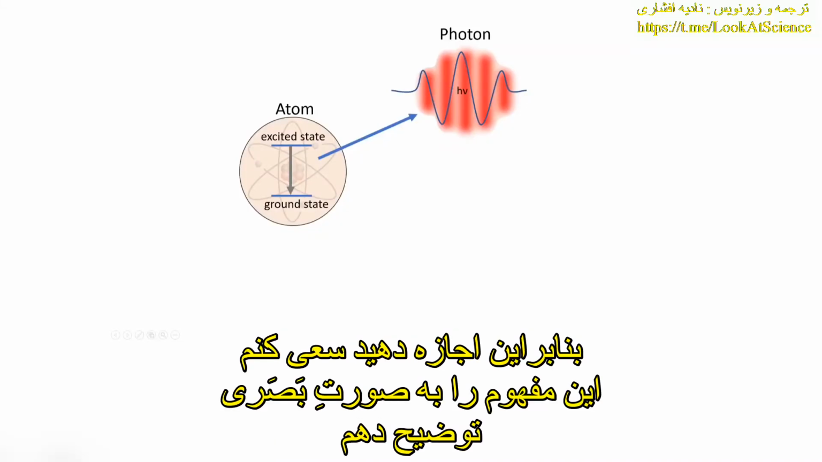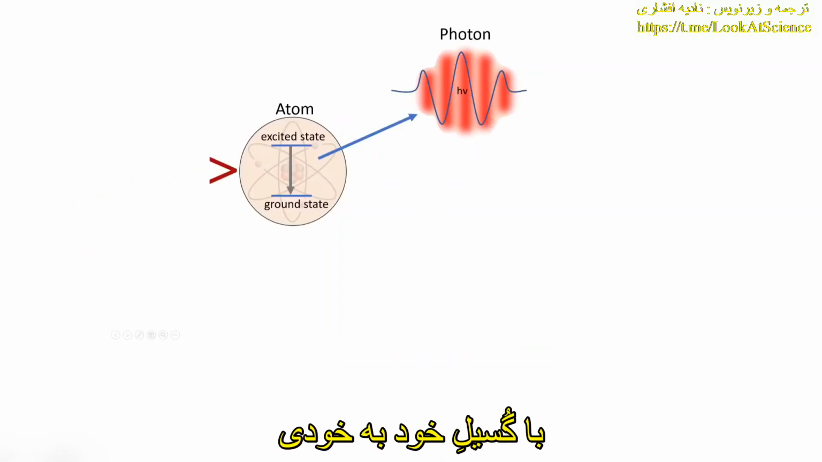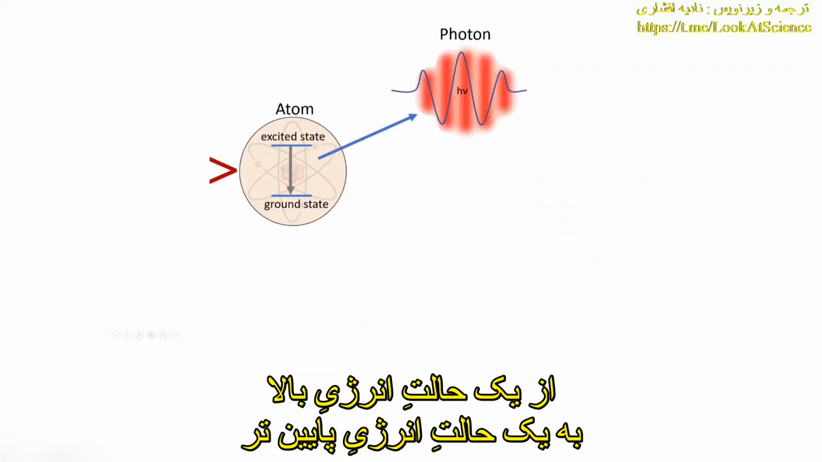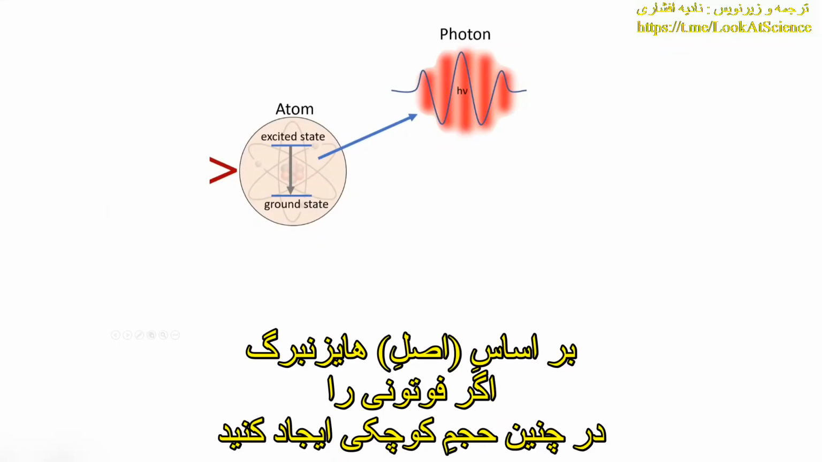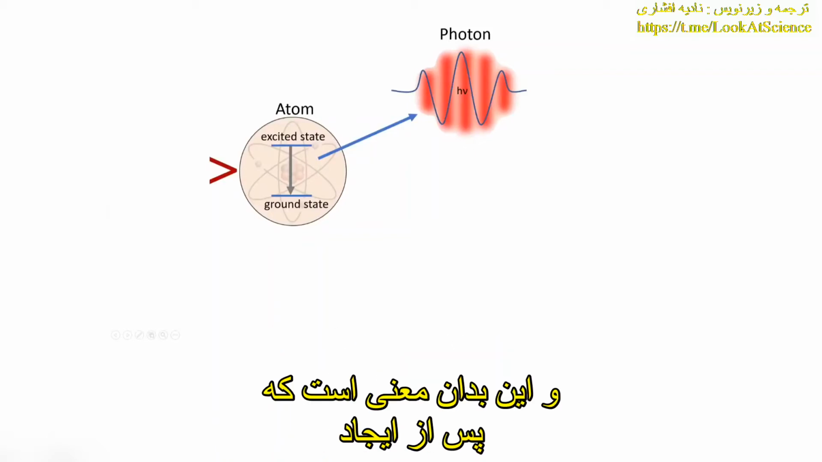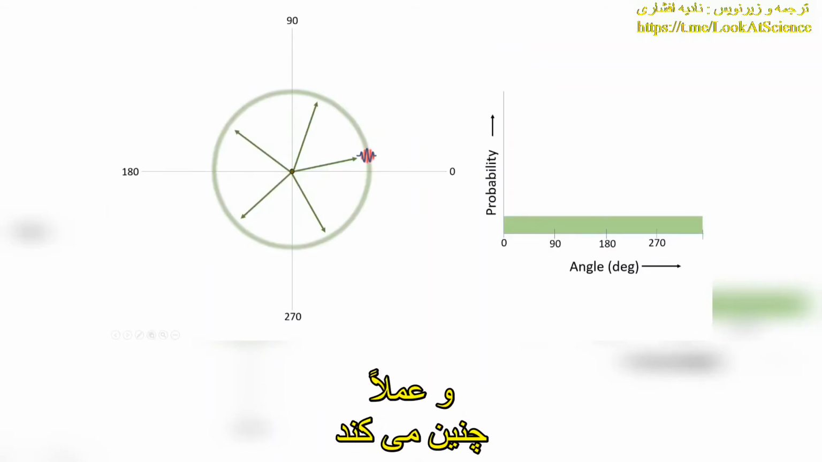So let me try to explain this concept visually. Let's say we create a photon right here by spontaneous emission. Now, in spontaneous emission, an atom falls from a higher to a lower energy state, which is an extremely localized process. According to Heisenberg, if you create a photon in such a tiny volume, its momentum will be utterly undefined. And this means that after its creation the photon could go in all directions equally. And it actually does so, with the speed of light.